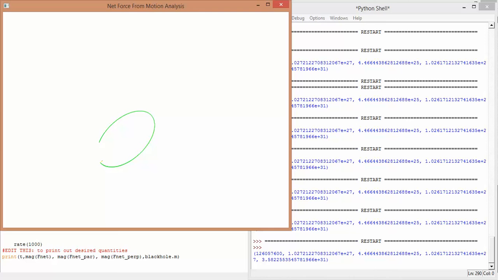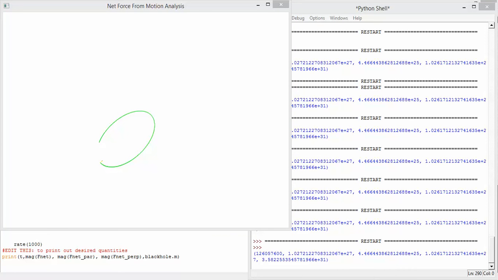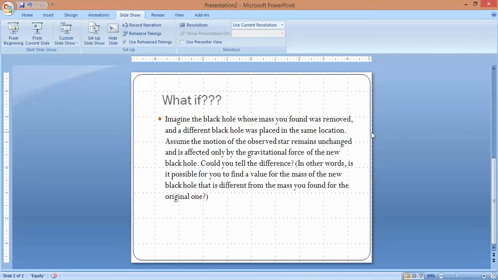The last part of this lab is the what-if question. We're to imagine that the black hole whose mass you found was removed and a different black hole was placed in the same location. We're also assuming that the motion of the observed star remains unchanged and is affected only by the gravitational force of this new black hole. Could you tell the difference?